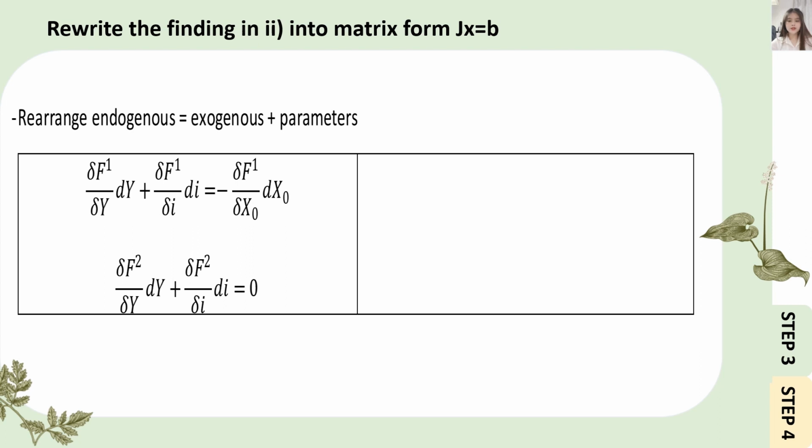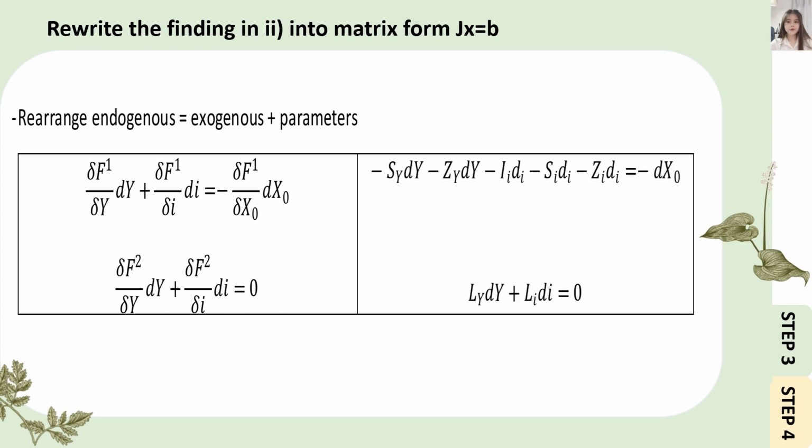The next step is to rewrite the finding in step 2 into Jacobian matrix form. First thing we need to do is rearrange: endogenous equal exogenous plus parameters. For the general way, the delta F1 over delta X naught times dx naught will be moved to the back because it is exogenous. For the specific way, we will move the dx naught to the back.